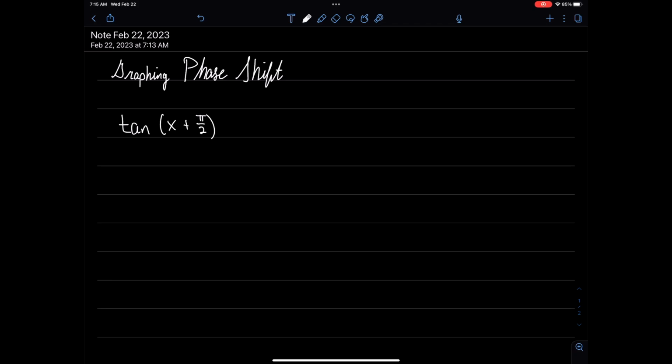Hi, everyone. Today we'll be talking about the phase shift of tangent, and that's just going to be dealing with that pi over 2 right there. We have the tangent of x plus pi over 2. The pi over 2 is what's going to tell us. Remember, the general form of tangent is a tangent of bx plus c plus d. And today we want to focus on the c and the b value. That's going to help us figure out what our phase shift is.